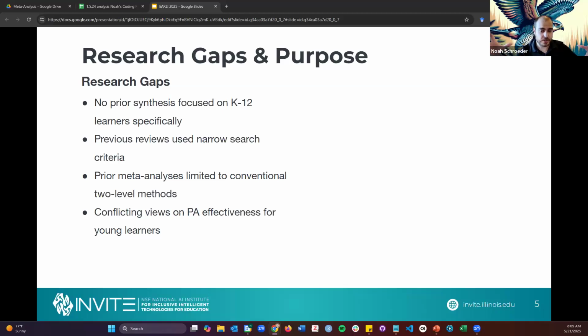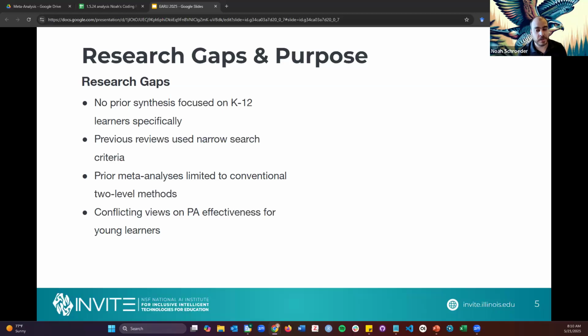So as we started the Institute and started thinking about agents in particular, there were a couple major gaps that we saw. First, there was no prior systematic synthesis on the effects of pedagogical agents in K-12 education. There were a few meta-analyses that included the age of the learner as a moderator analysis, but there was nothing specifically focused on K-12. And then those reviews that already existed, including my own, often used relatively narrow search criteria. Our search terms were sometimes only 3 or 4 words, and it was not as all-encompassing as the field had become.